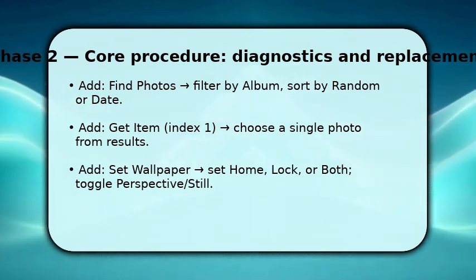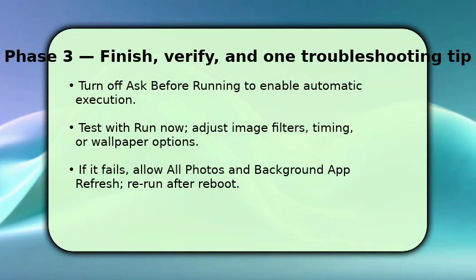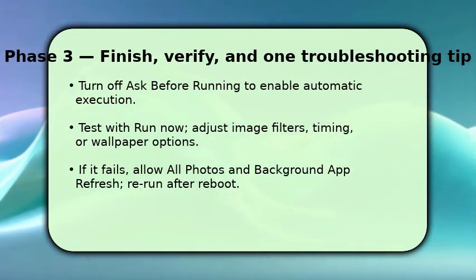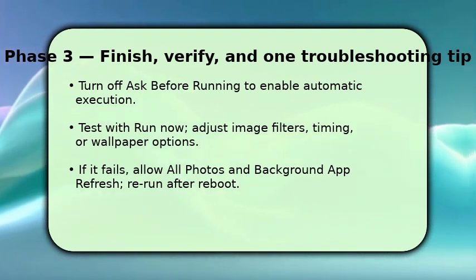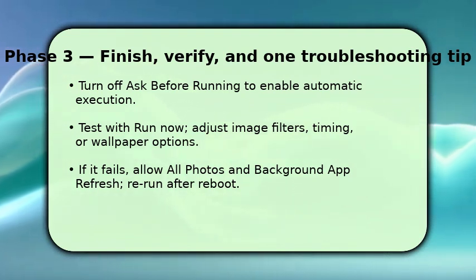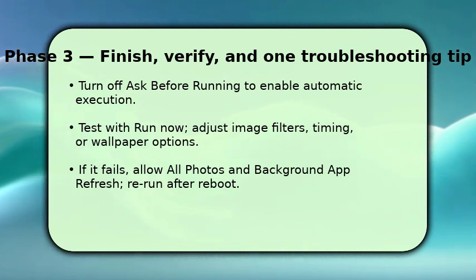Finish by disabling Ask before running so the automation runs without prompts, then tap Done. Test the automation using Run to confirm the selected image becomes your wallpaper. Make adjustments. Change sorting to random, alter trigger time, or switch Home versus Lock until it behaves predictably.